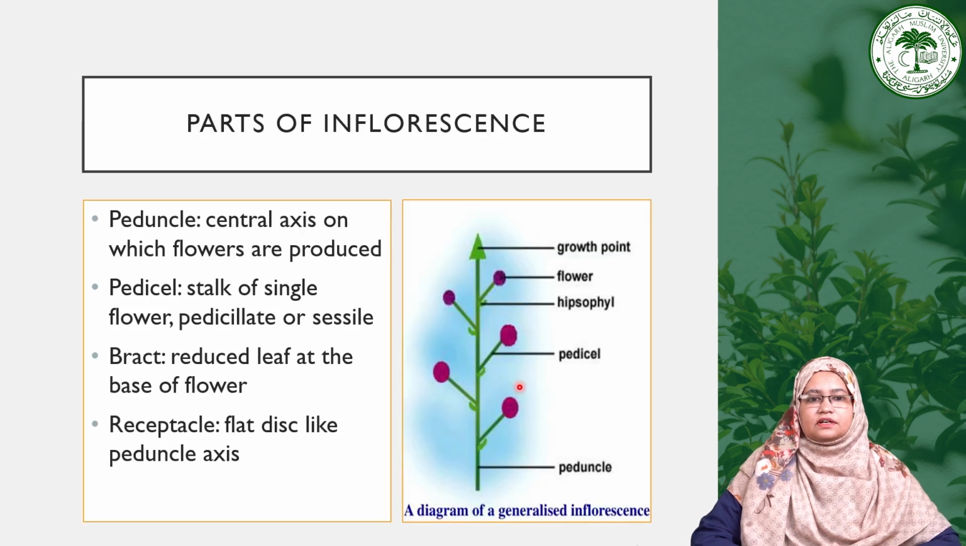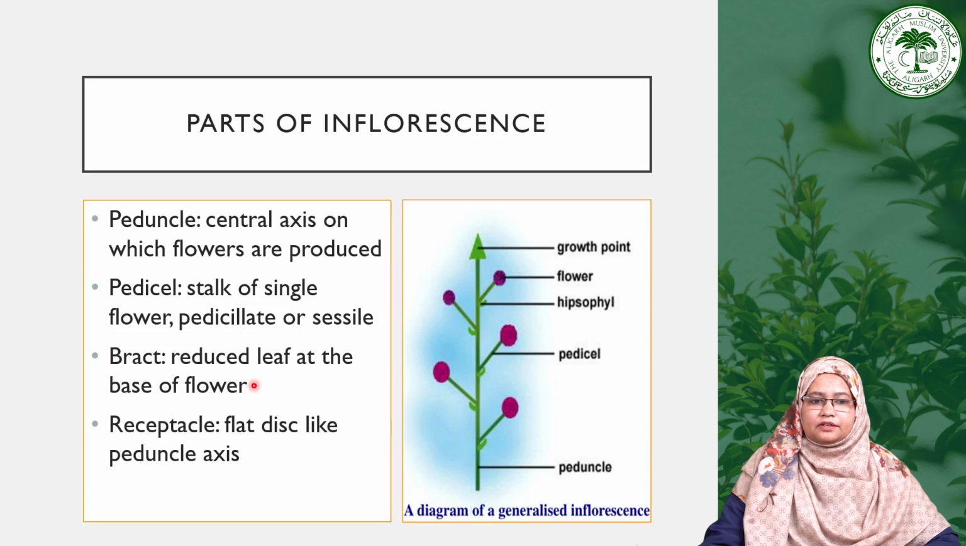So if we see the different parts of inflorescence, they have a peduncle. At the base you can see this is the peduncle, which is the central axis on which flowers are produced. So this is the axis. Then pedicel. Pedicel is the stalk of a single flower. If pedicel is present, then the flower is pedicellate, and if the flower doesn't have a pedicel, then the flower is called sessile.